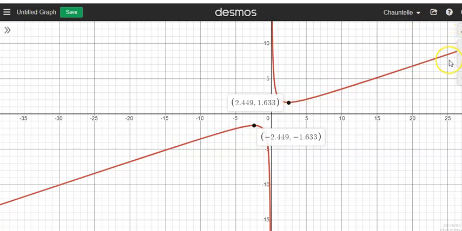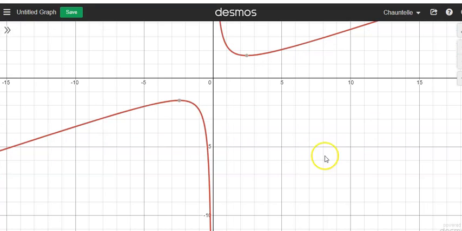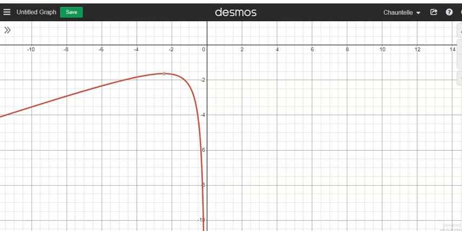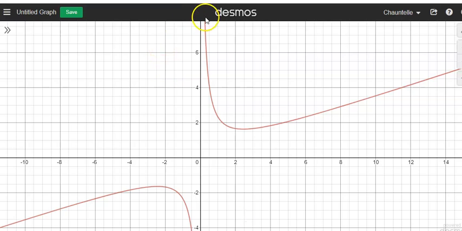That's where it's increasing. It's decreasing when you go left to right in the other two parts. Now notice there's an asymptote here, so be careful. You can't just say from negative 2.449 to 2.449. You have to say from negative 2.449 up to, looks like it's going to 0. Yeah, looks like 0. Up to 0 and not including 0, union with from 0, not including 0, up to 2.449.